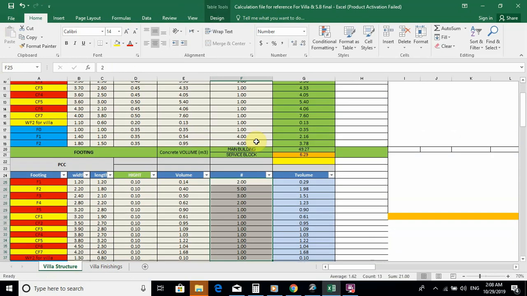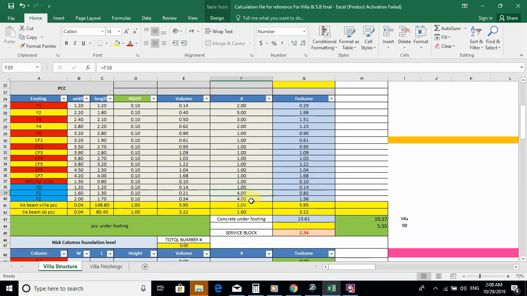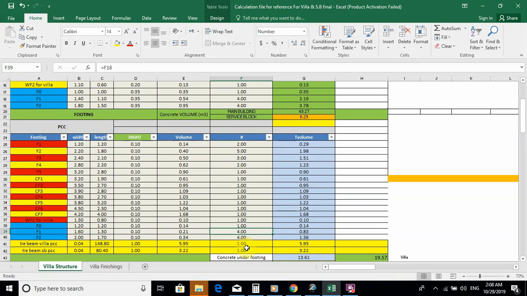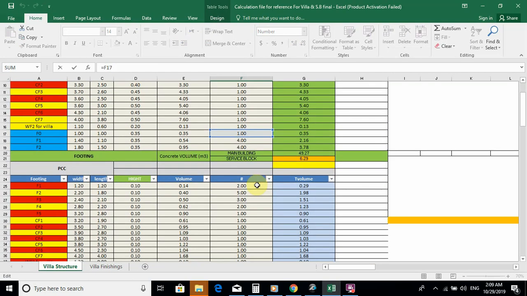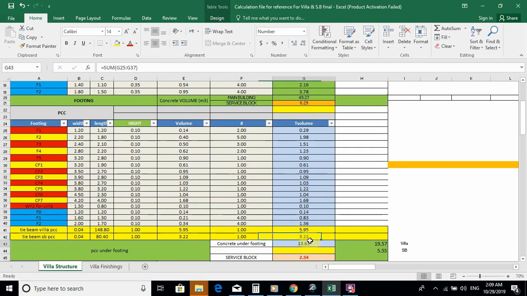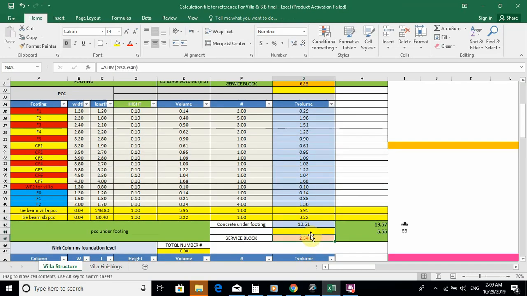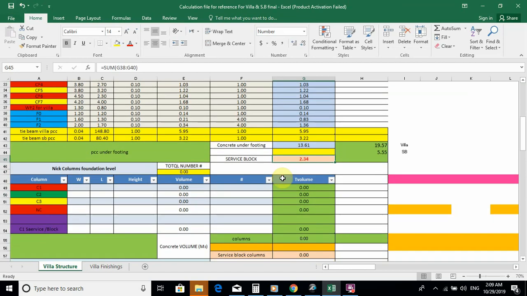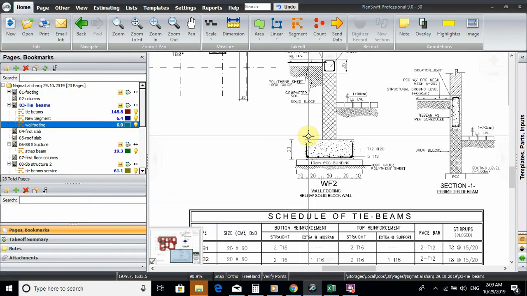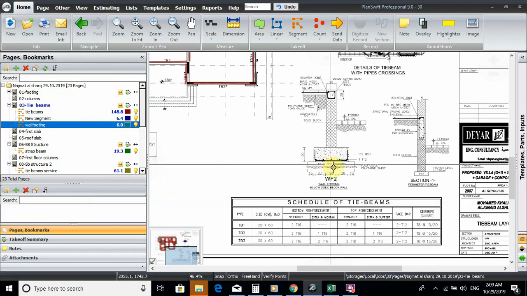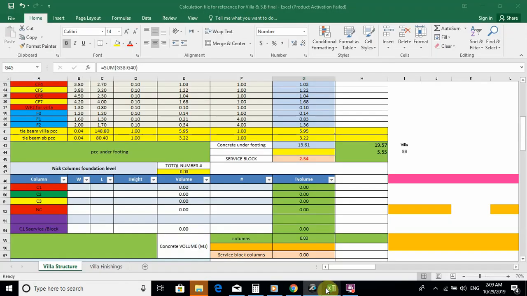I think supposedly this is already copied from the above cells. Whatever. Just be self-correcting and do what's necessary. This is wall footing for the villa, WF2. And this is the coping beam.